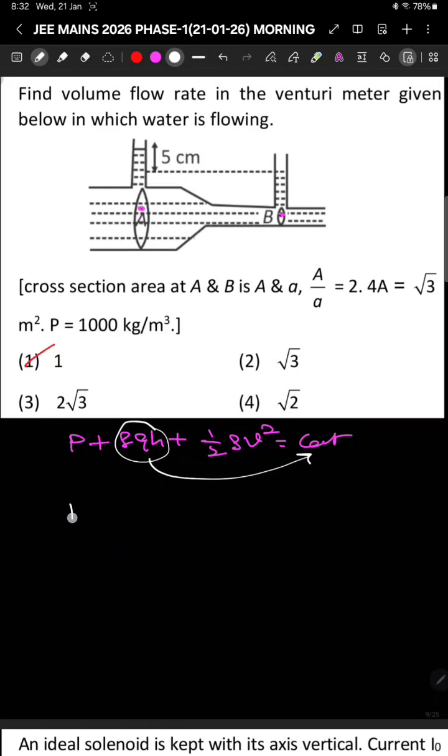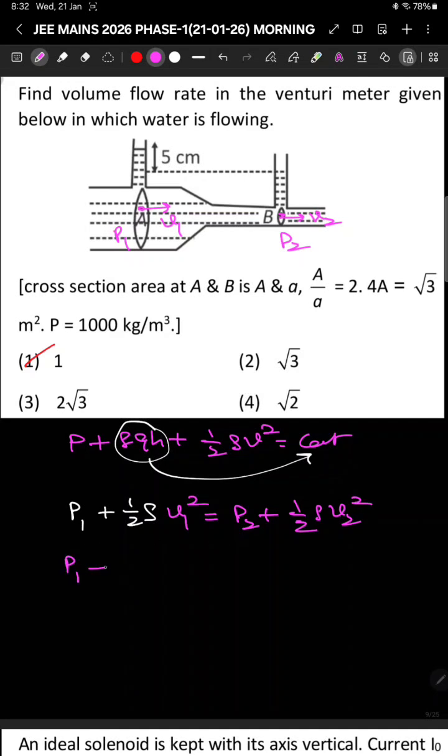Now at A, let us name pressure P1 plus half rho, and at A let us take velocity also some V1. At B, let us name pressure P2 and velocity was V2. So P2 plus half rho V2 square. So you can bring P terms to one side: P1 minus P2 equal to half rho common, V2 square minus V1 square.